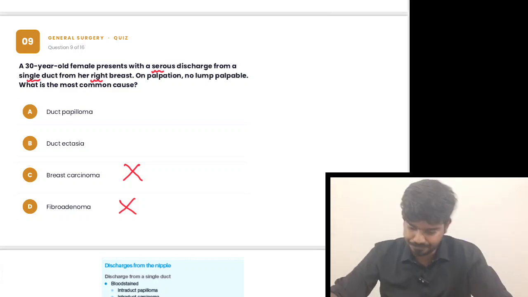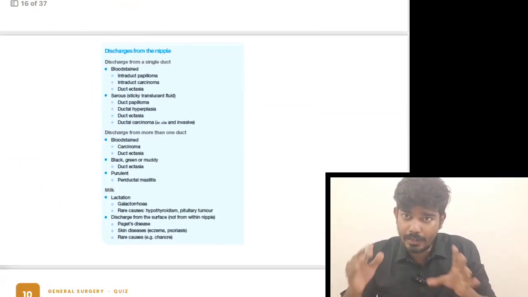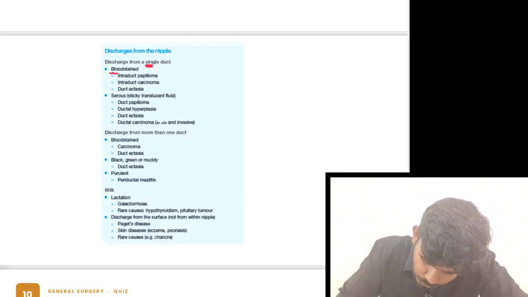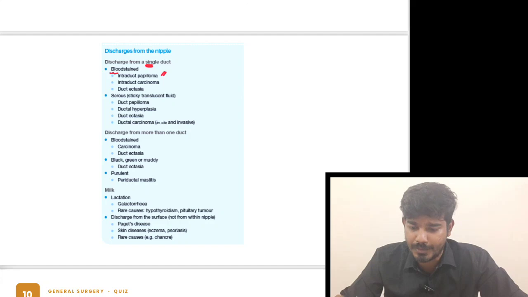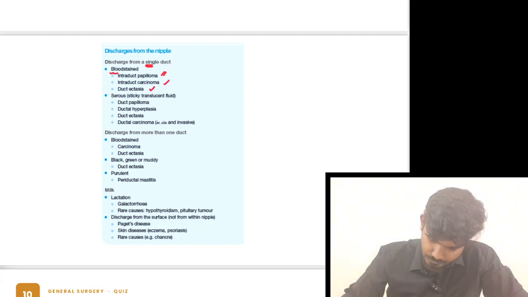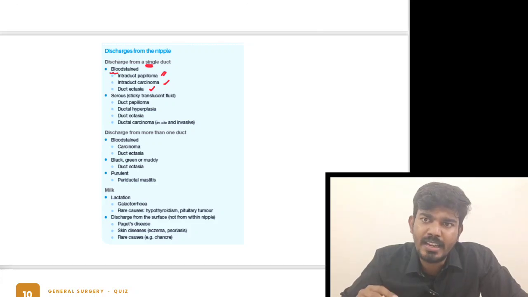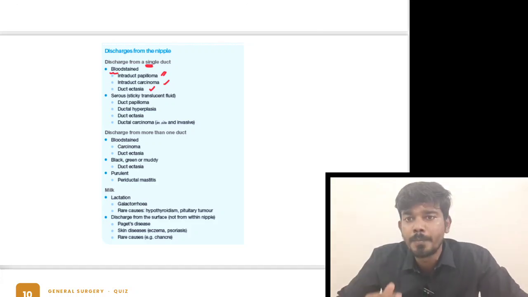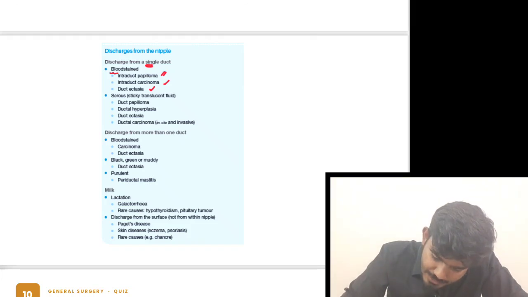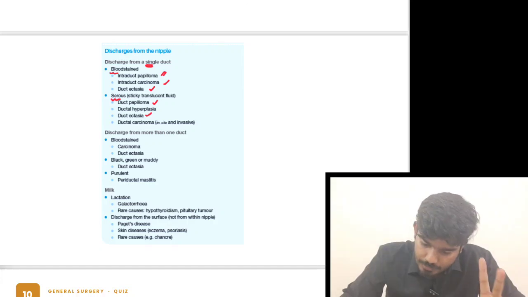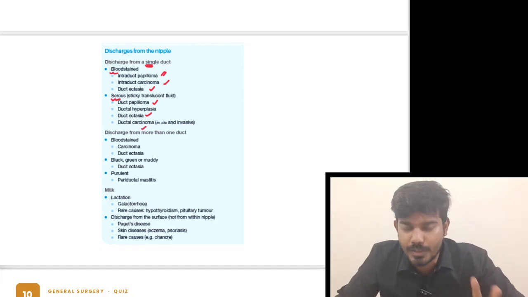Okay, single duct, so this is an exact tabular column from Bailey and Love. If it is a blood-stained single duct, most commonly it is an intraductal papilloma. Breast carcinoma can come, ectasia can come, but since most common is asked, we are going for duct papilloma. Also they said no mass, no lump, so breast carcinoma is ruled out. If it is a serous discharge, then also duct papilloma comes first. Beyond that, duct ectasia can also come, duct carcinoma can come, intraductal carcinoma can also come.